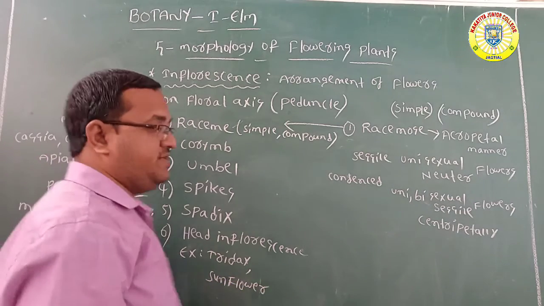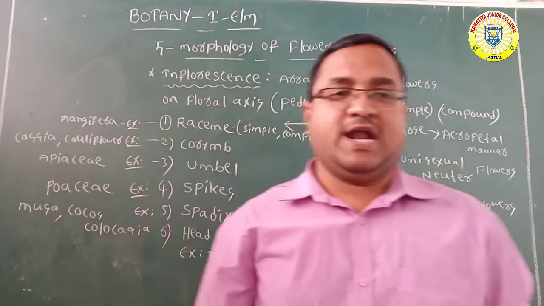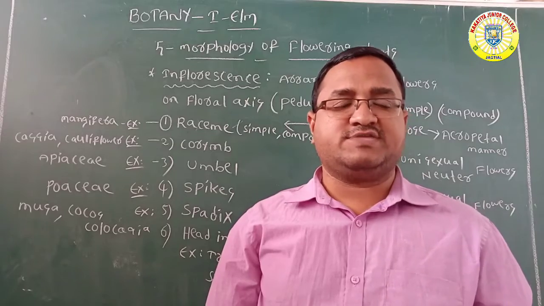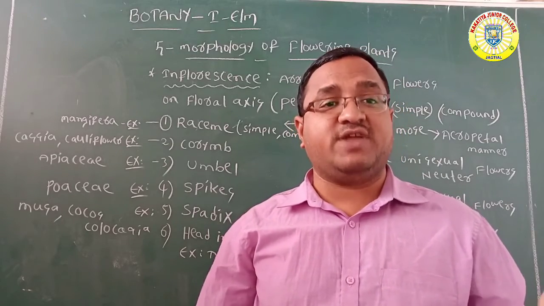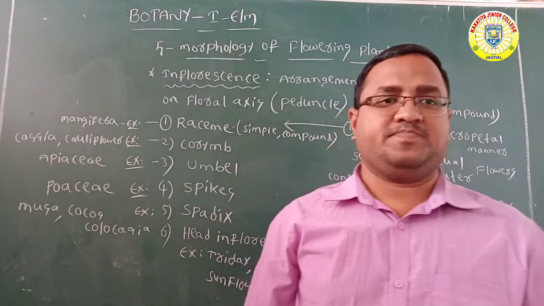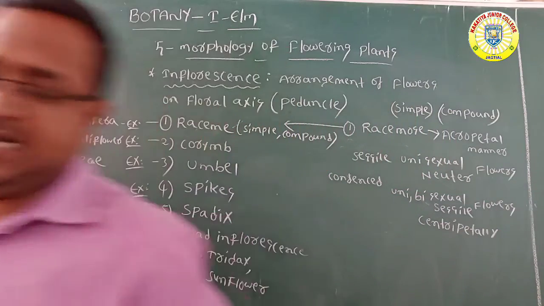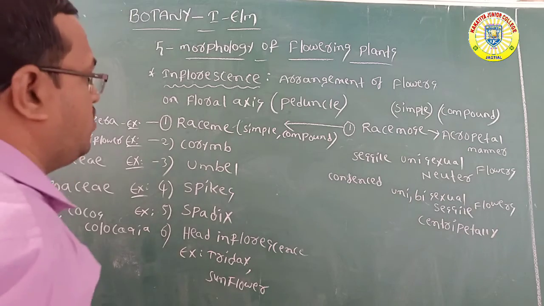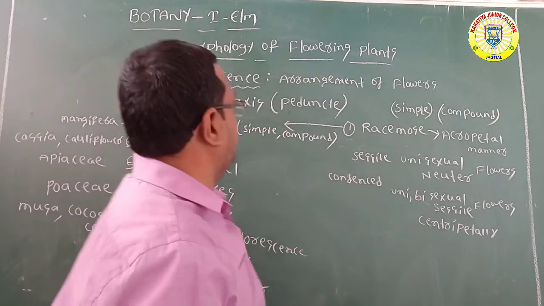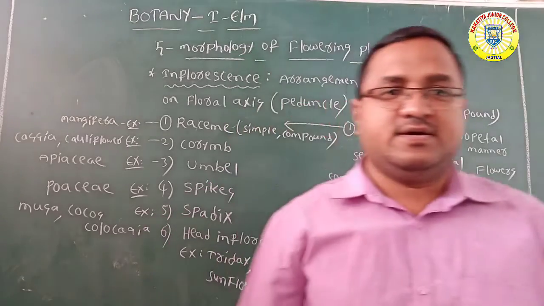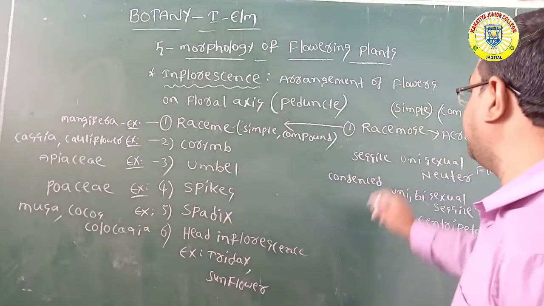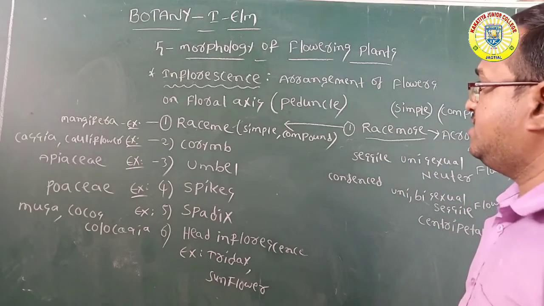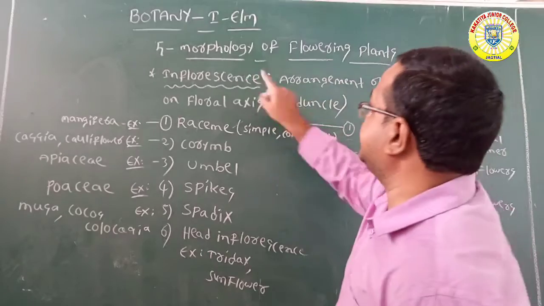You can see this head inflorescence, especially the floral axis is condensed. On the condensed floral axis, unisexual, bisexual, sessile flowers are arranged in centripetal manner towards the center. Centripetal manner means towards the center. So this is one of the inflorescences we completed. Racemose completed.